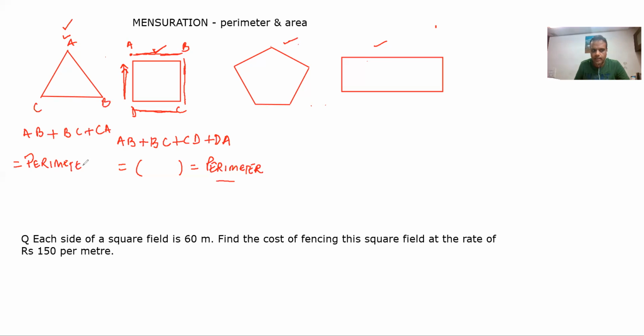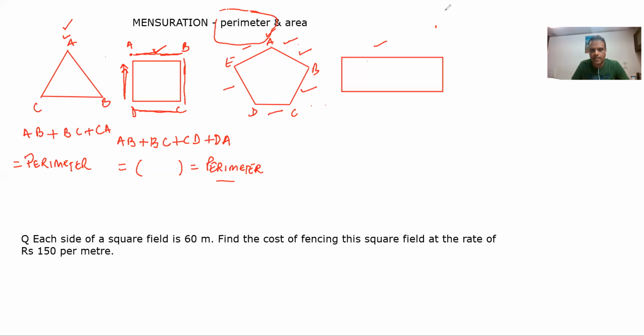Now this applies to everything. What if there is a ground in the form of a pentagon? This has 5 sides. Same rule, A, B, C, D, E. I measure AB, BC, followed by CD, DE, and EA, and then just add them up. The total measurement of the boundary is called perimeter.